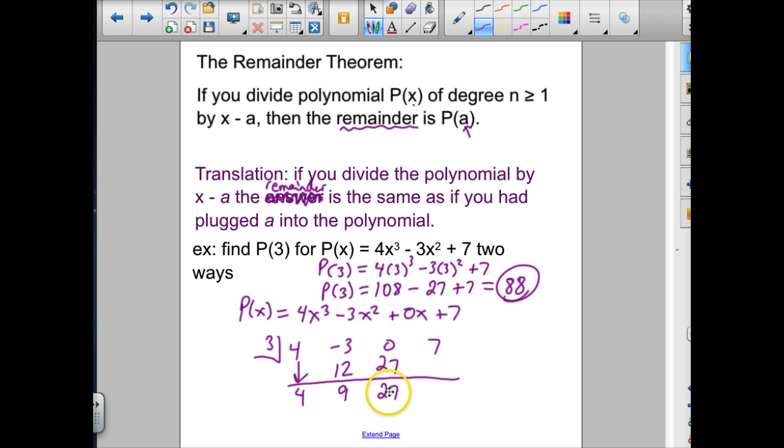And then, oh, I have to do a little bit of math. 27 times 3. 6 times 3 is 18, and 6 plus 2 is 8. So 81. And then 81 plus 7 is 88. That's the remainder. Notice it's the same as if I had gotten that. So just another way to find p of 3. You can either plug 3 in or just do synthetic division, and that remainder is going to be 88. All right, that's what the remainder theorem tells you.